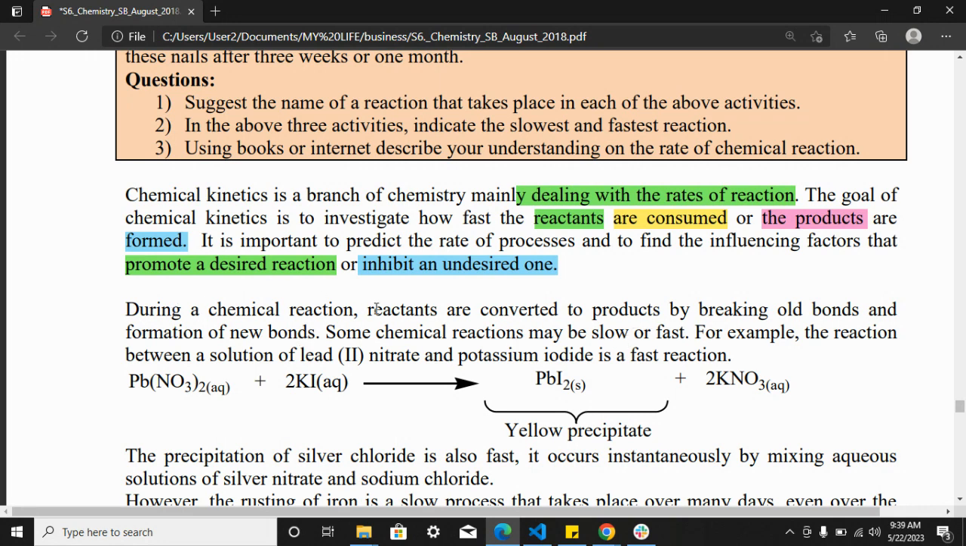So during a chemical reaction, reactants are converted to products by breaking bonds and forming new bonds, which give rise to the products. So some chemical reactions may be slow or fast. For example, the reaction between solutions of lead nitrate and potassium iodide is a fast reaction.